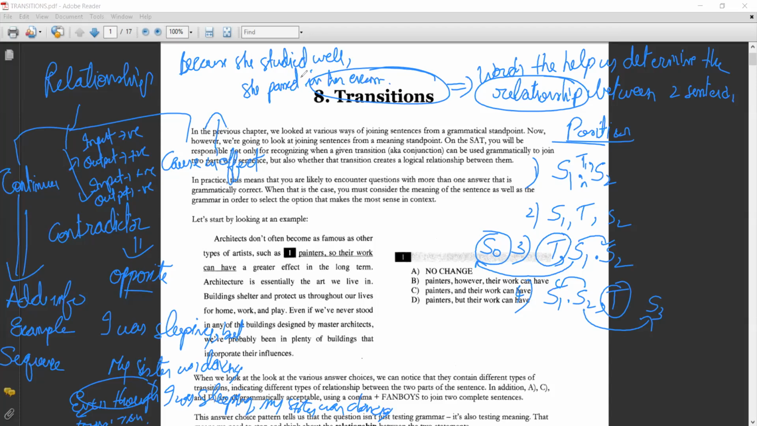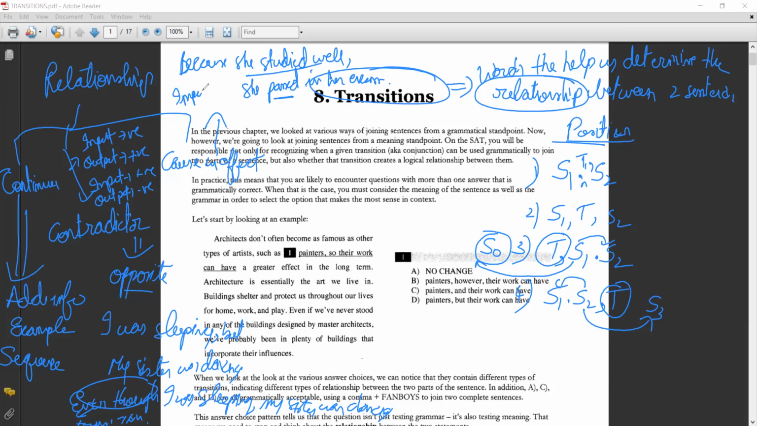So what does it mean? She studied well and she passed in her exam. So either the cause of her passing is that she studied well, or the effect of her studying well is that she passed. Any which way, one is the cause and the other is the effect. Understood? Did you get my point? In contradictors, one is positive and the other is negative. No, in cause and effect, it's not like that.